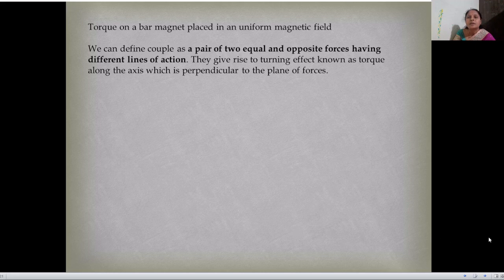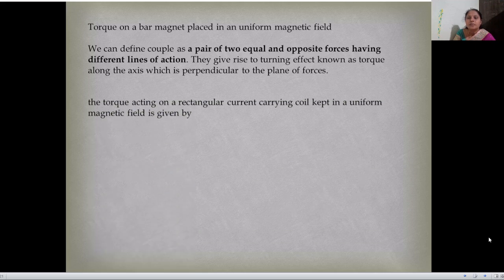We can define a couple as a pair of two equal and opposite forces having different lines of action. They give rise to a turning effect known as torque along the axis which is perpendicular to the plane of force. The torque acting on a rectangular current carrying coil kept in a uniform magnetic field is given by torque τ = m × B. Torque is equal to mB sin θ, where θ is the angle between m and B.